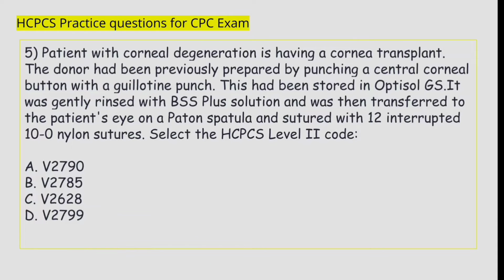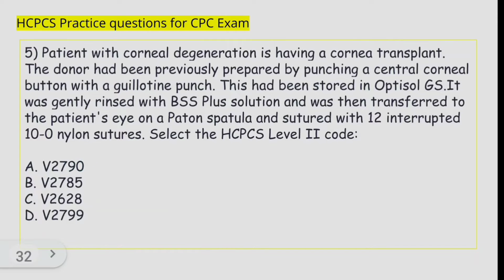Read the question. A patient with corneal degeneration is having a cornea transplant. The donor had been previously prepared by punching a central corneal button. It was gently rinsed with BSS Plus solution and then transferred to the patient's eye on a patent spatula and sutured with nylon sutures. Select the HCPCS Level 2 code.